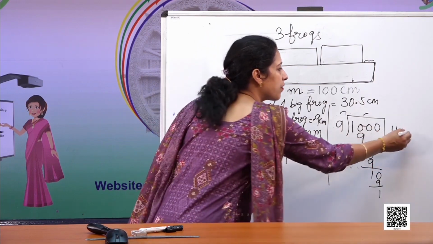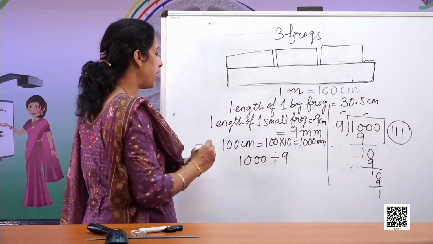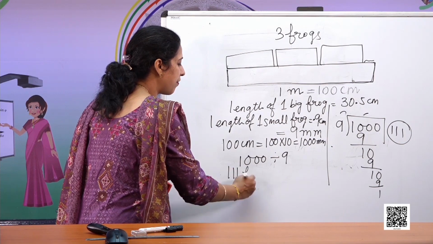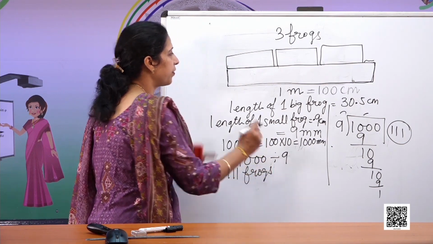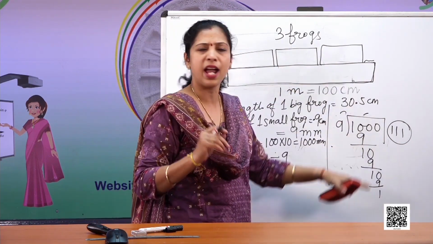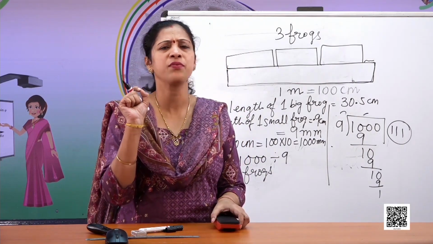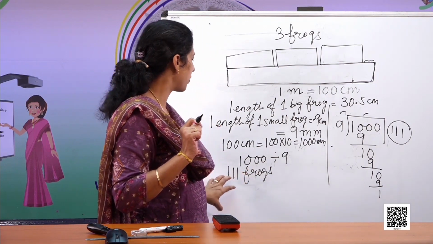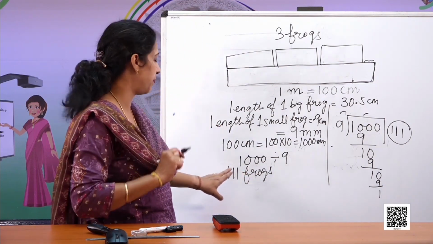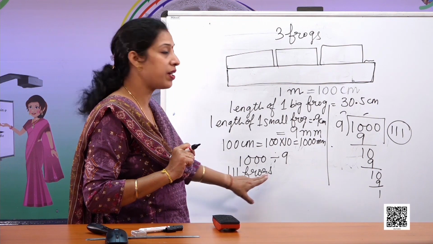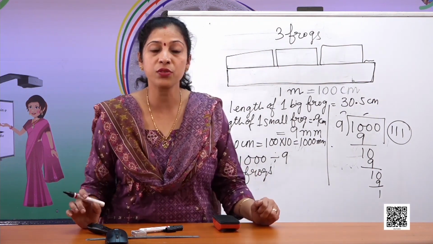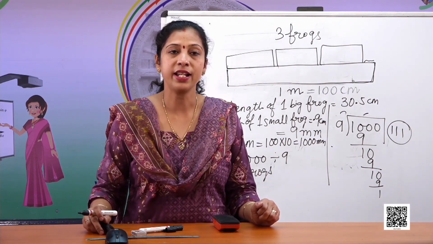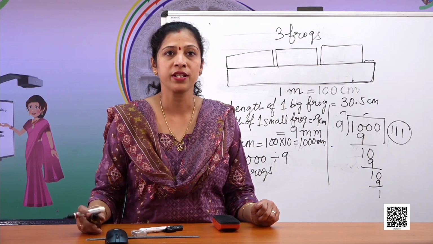So how many frogs will fit? 111 frogs will fit into this 1 meter scale and 1 millimeter will be left. So the total is 111 frogs. Now you understood how to calculate this. Now let's go to the next question.